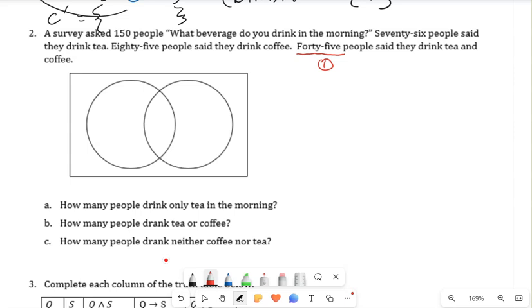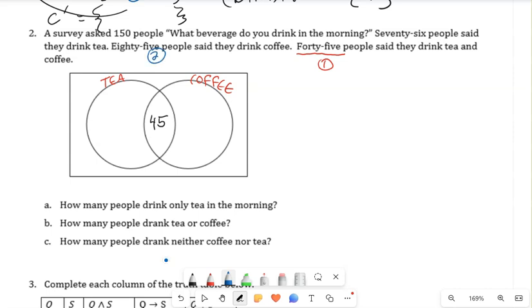45 people said they drink tea and coffee. So let's let this first circle represent tea drinkers, the second circle, coffee drinkers. And we are given that 45 people said they drink tea and coffee. So there's 45 people in the overlap between the tea and coffee circles. So that's the first thing.